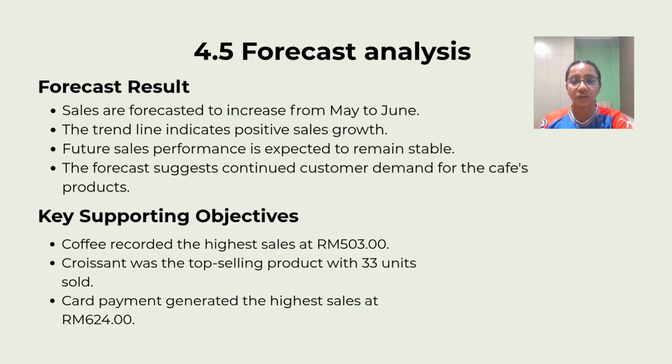The forecast analysis was conducted to predict future sales performance based on the available sales data. The forecast chart shows an increasing sales trend from May to June, indicating positive business growth. This suggests that the cafe may continue to experience stable customer demand and improved sales performance in the future. The positive forecast is supported by the strong performance of the coffee category, which recorded the highest sales value of RM 503. The croissant is the top selling product with 33 units sold, and card payments generate the highest sales value of RM 624.